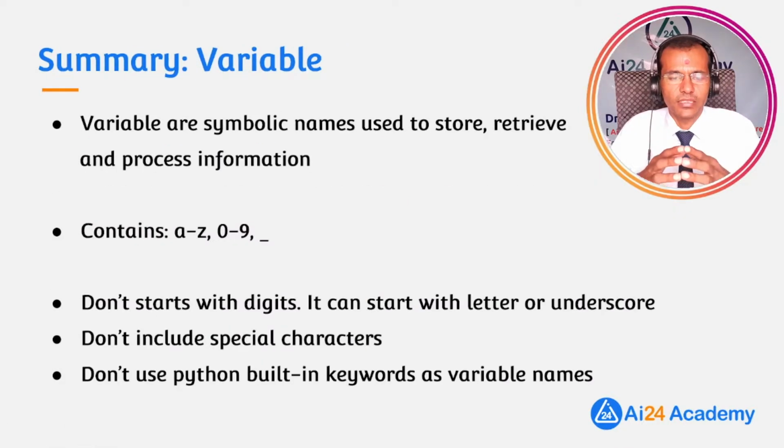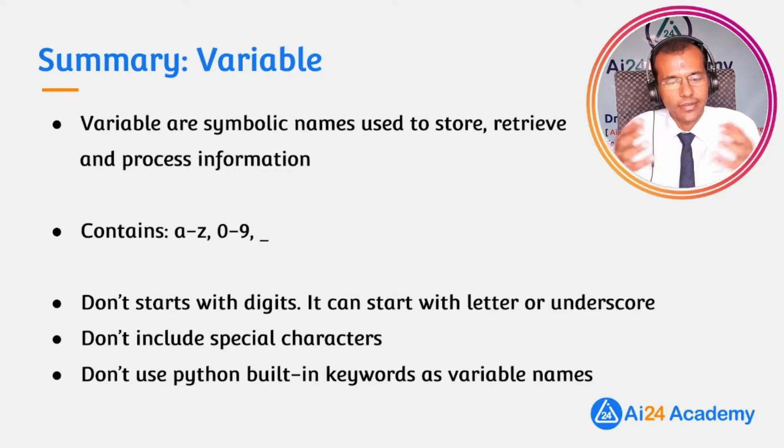Now let us summarize the variables. Variables are symbolic names used to store, retrieve and process information. They contain letters A to Z, digits 0 to 9 and underscore. Variable names don't start with digits; they can start with either a letter or an underscore. Don't include special characters in variables. Don't use Python built-in keywords as variable names.